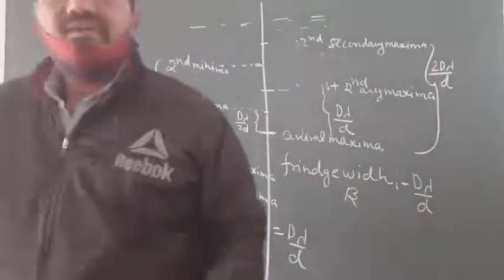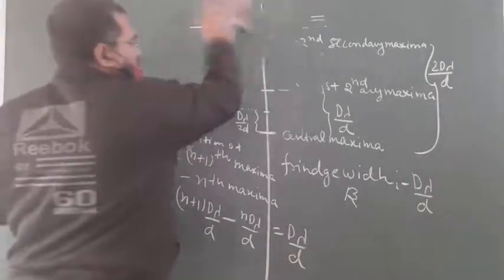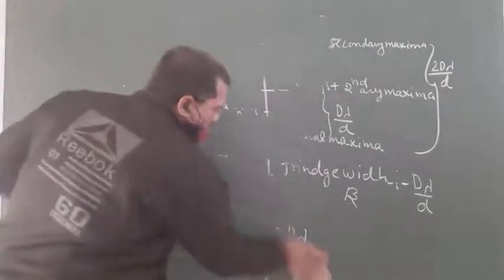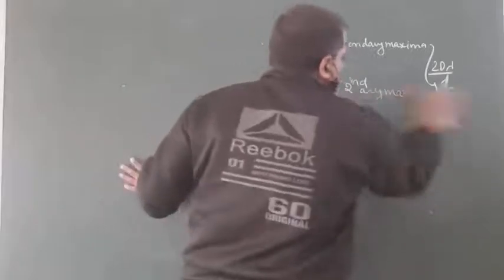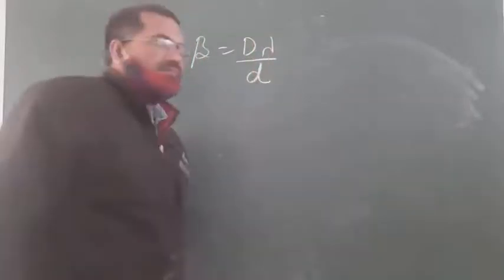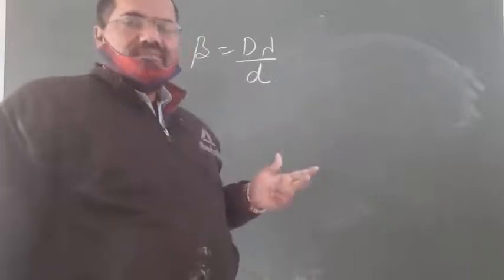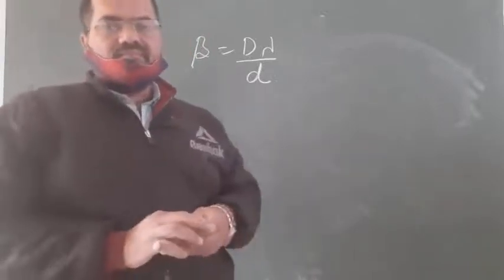So fringe width is d lambda by d, and this is the same for two consecutive maxima or two consecutive minima.